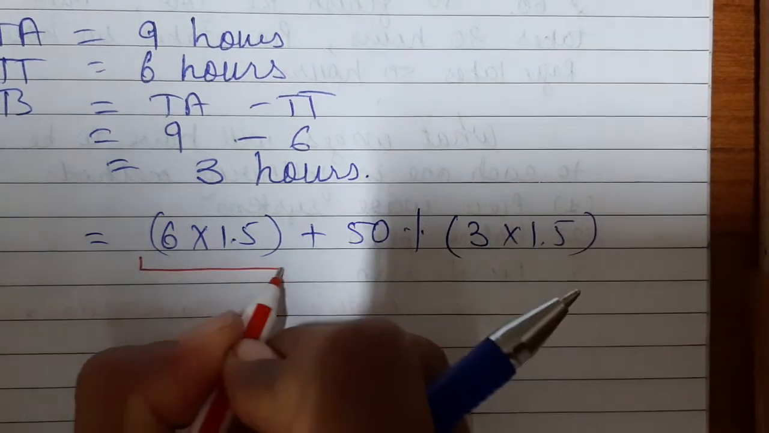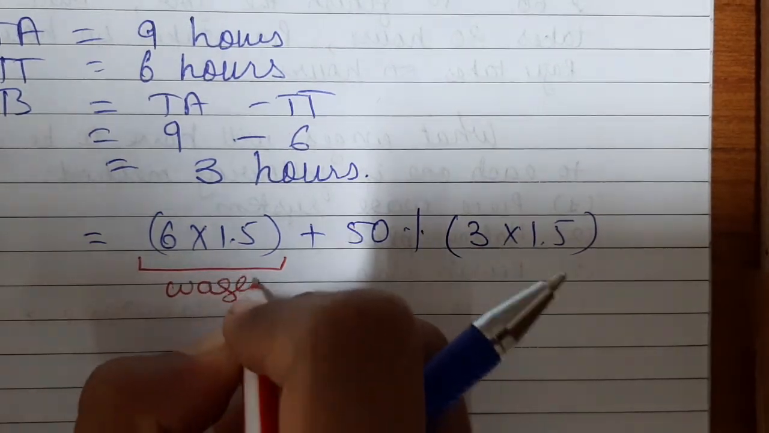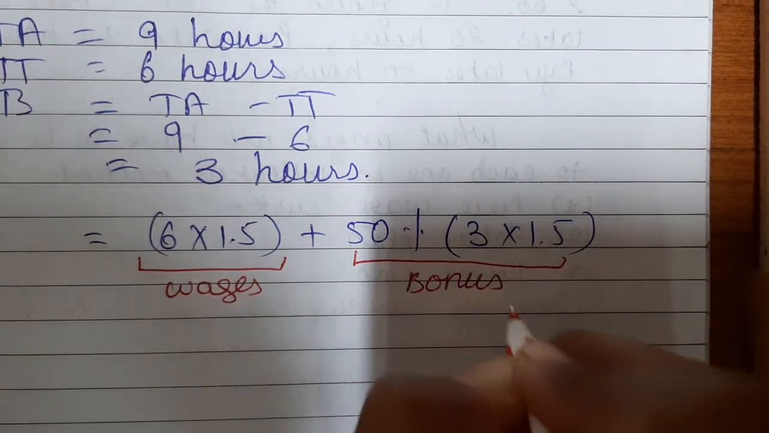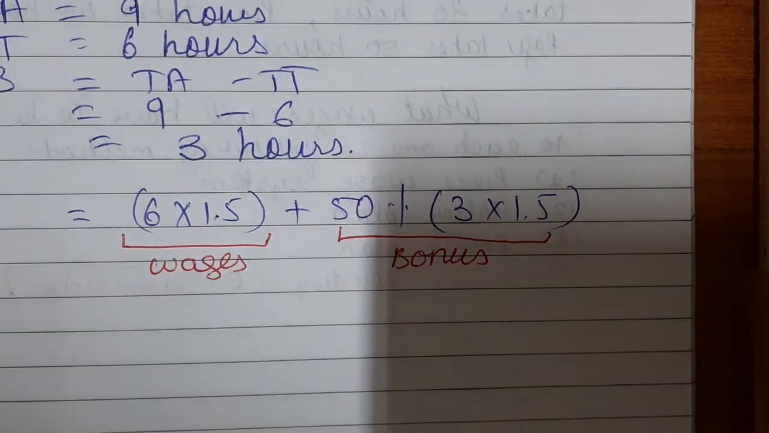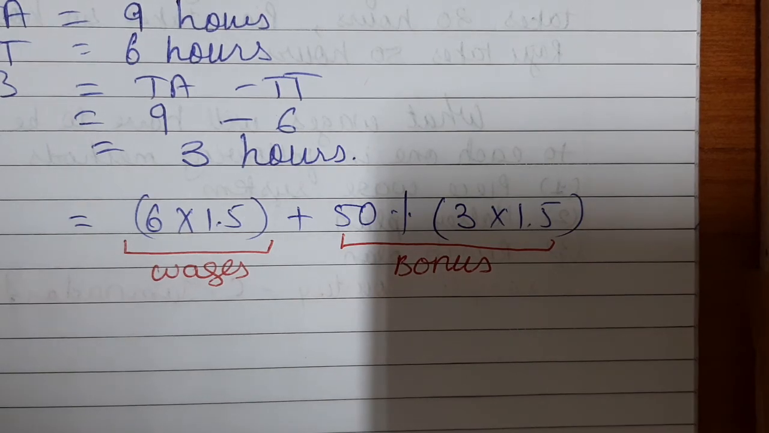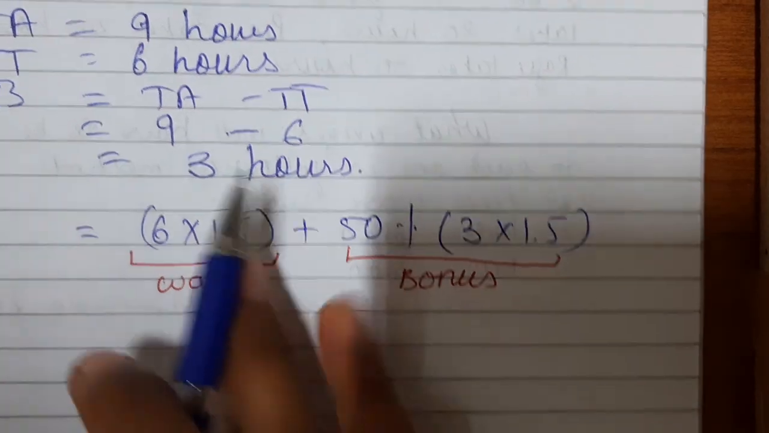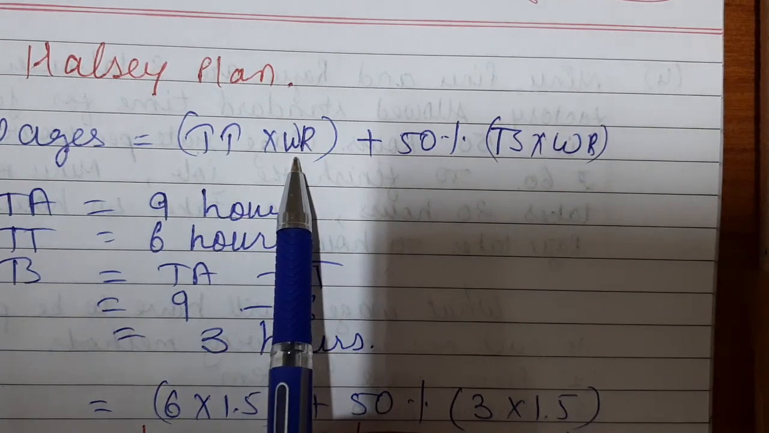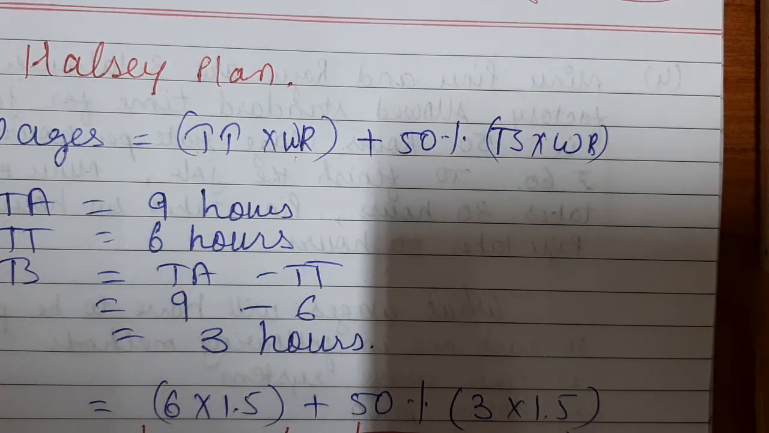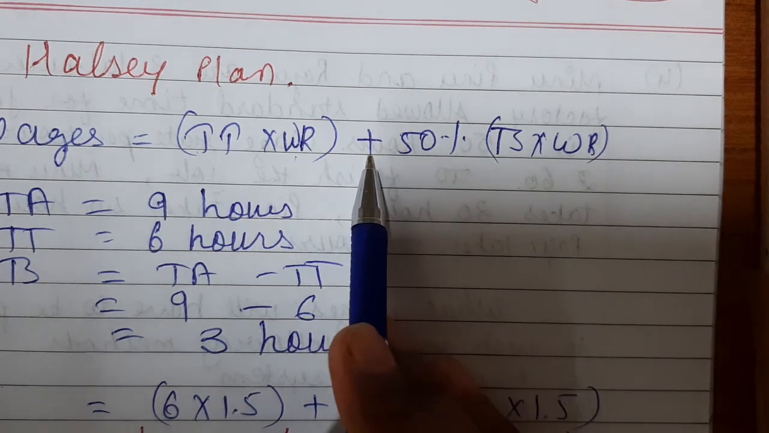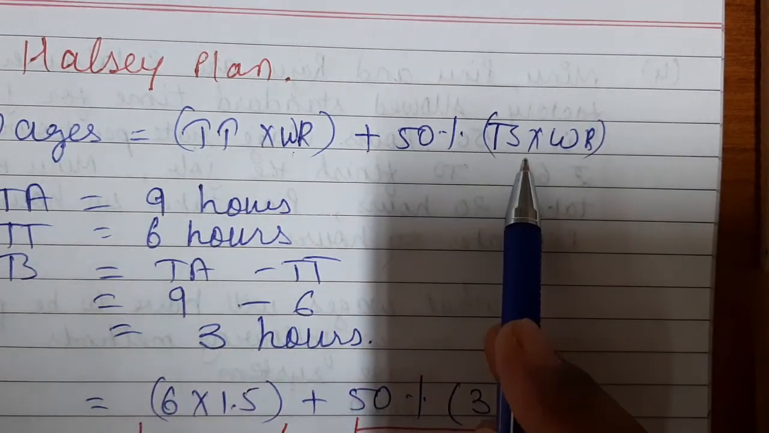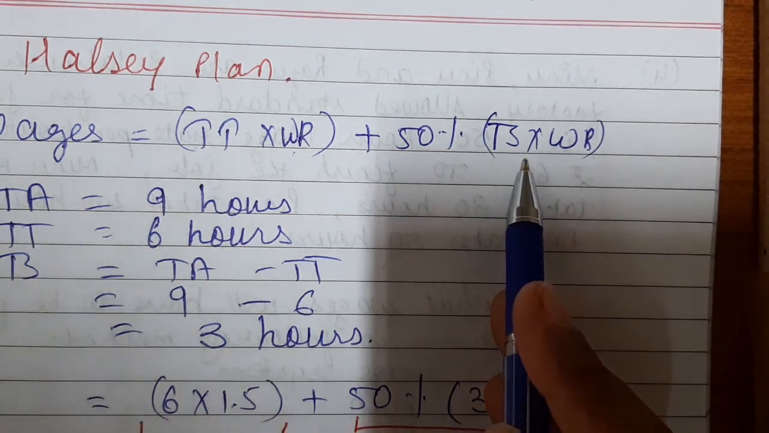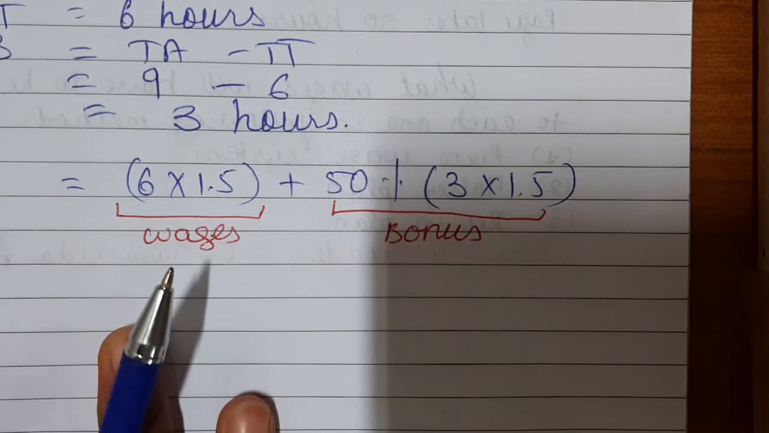So this is considered as wages and this is considered as bonus because this is an incentive wage system. Halsey gives the incentive wage system, right? So this portion, time taken into wage rate, represents the minimum wages to be paid to the workers, and additionally this is called incentive. The worker is to be given incentive on the basis of time saved, 50% of wages of his time saved.